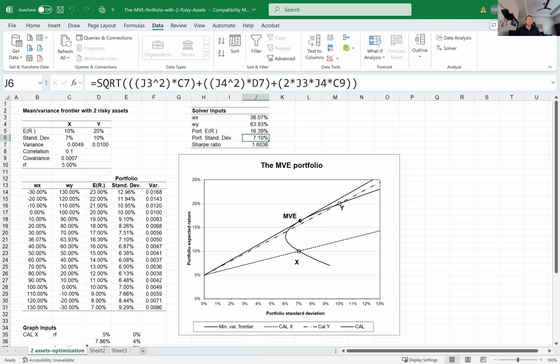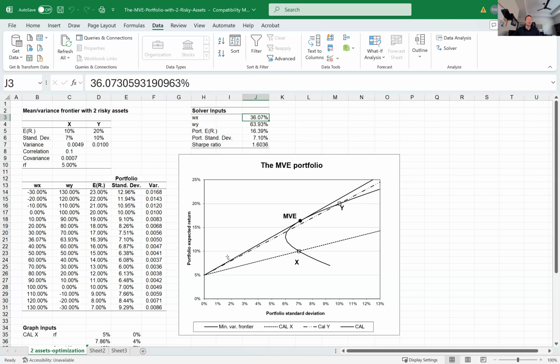So how do we get to the MVE? We put 63.93% of my money in Y, 36.07% of my money into X. How would we get up here if we wanted to be there? Well, then what we're going to be doing is putting 100% of our money into the MVE, and we are going to be borrowing at the risk-free rate, which gives us some extra money to put more than 100% of our money into the MVE, and that will allow us to get up here.